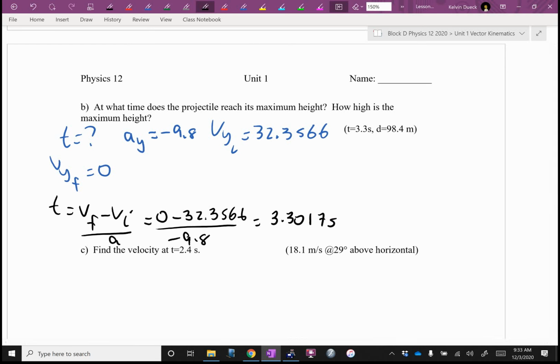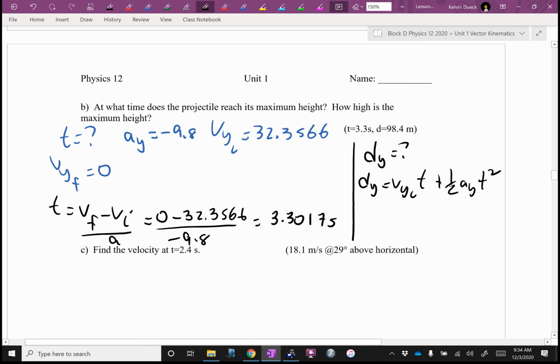How high is the maximum height? What are they asking me to find there? I can either use dy equals vy initial t plus a half ay t squared. I'll be using this time value that I just calculated, but I think I told you this year I'm not scared to use an answer to find an answer. I'm just going to be efficient.